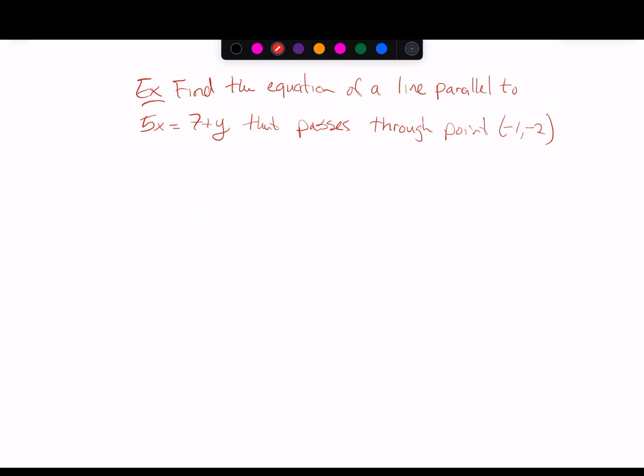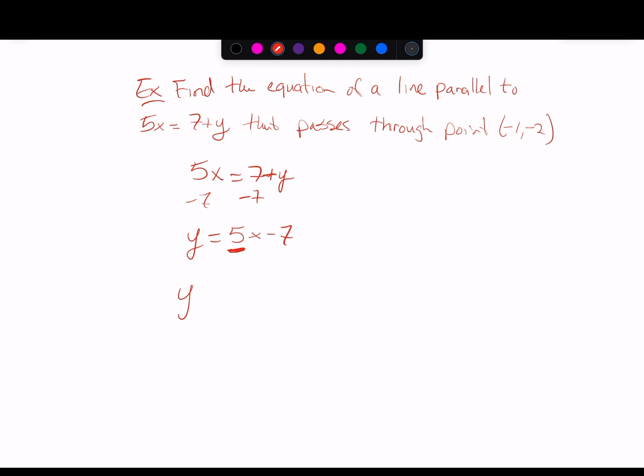So here's an example. Find the equation of a line parallel to 5x equals 7 plus y that passes through the point -1, -2. So the first thing we need to do is to find the slope of the given line. The way we do that is to get it into slope-intercept form. So I'll rewrite the equation. And the way I isolate y is to subtract 7 from both sides. And I'm left with y is equal to 5x minus 7. So now we know that our slope of our new line needs to be 5.